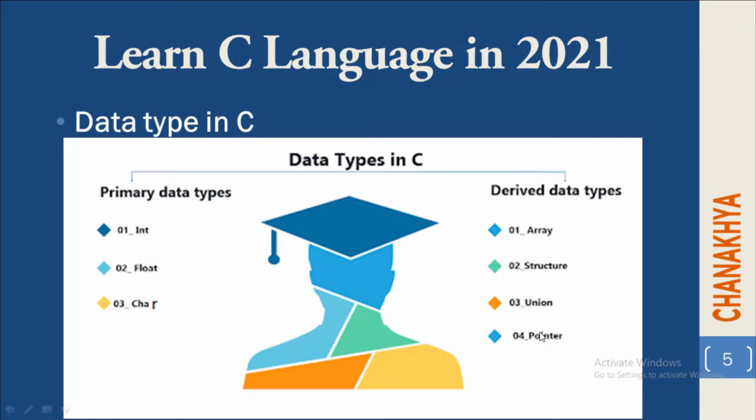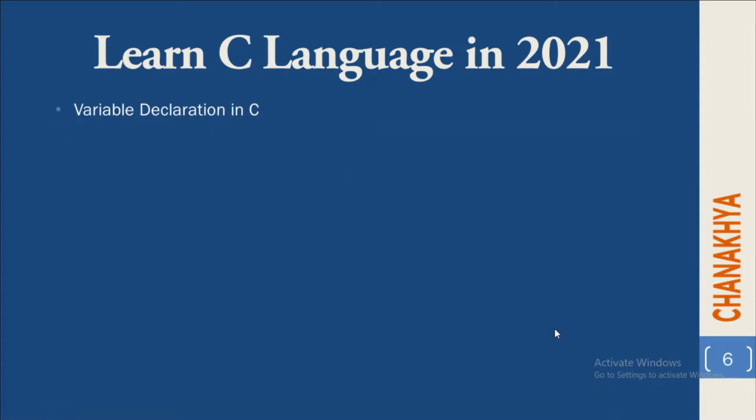So how to declare variables and how to use data types in C, that we will see here. Variable declaration in C is done by first writing the data type, then giving a space, then giving the name to the variable. Here we have to say which type of data this variable will hold.